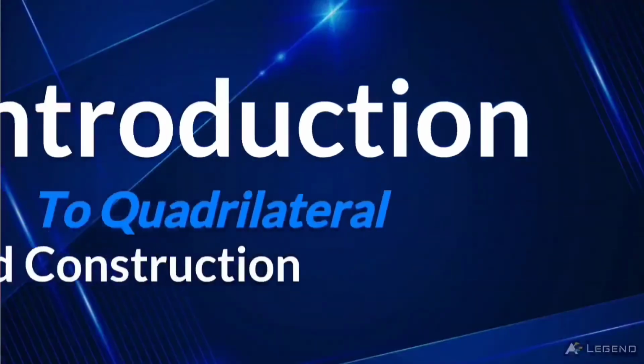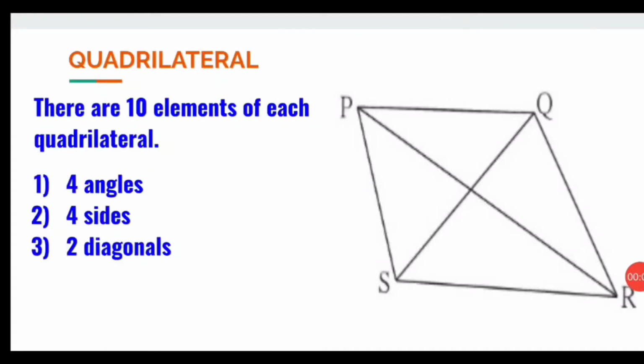So let us see introduction to quadrilateral and construction. Okay children, before going to the types of quadrilateral, we should first know the meaning of quadrilateral. What do you mean by quadrilateral? See children, quadrilateral is a figure or a diagram with 4 closed sides. And there are 10 elements of each quadrilateral. Which are those 10 elements? 4 angles, 4 sides and 2 diagonals. These are the 10 elements which are there in each quadrilateral.